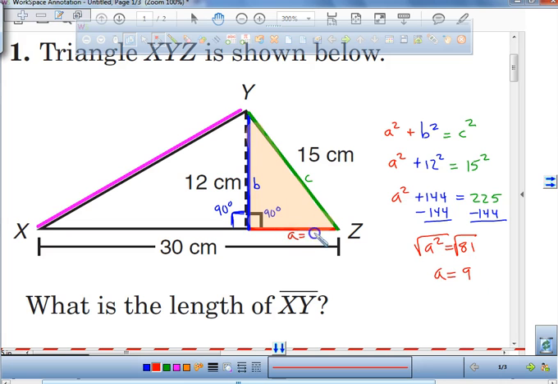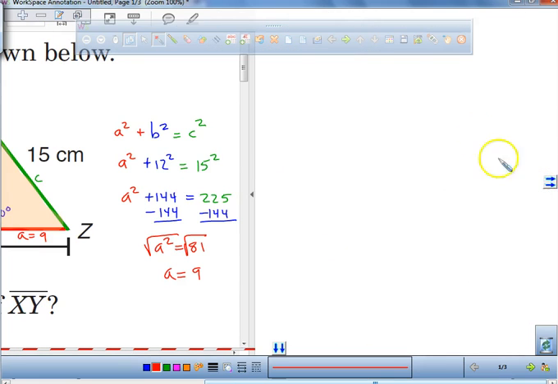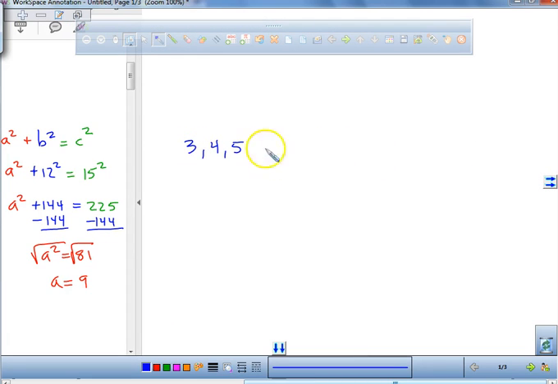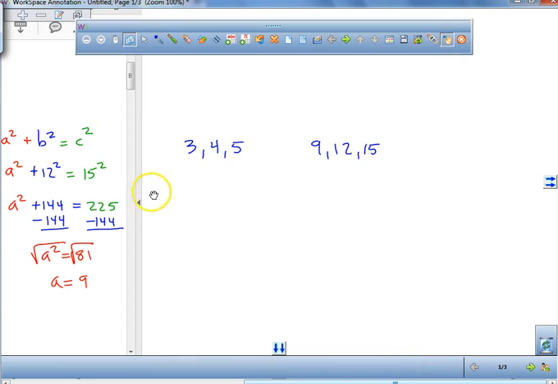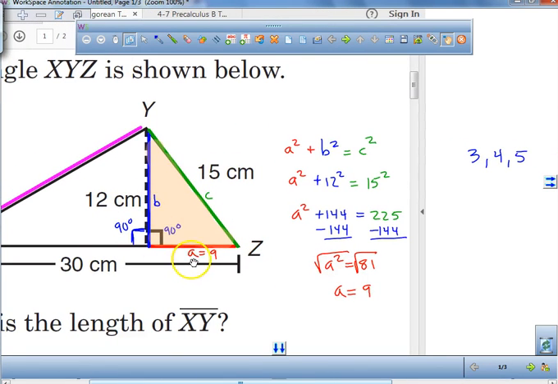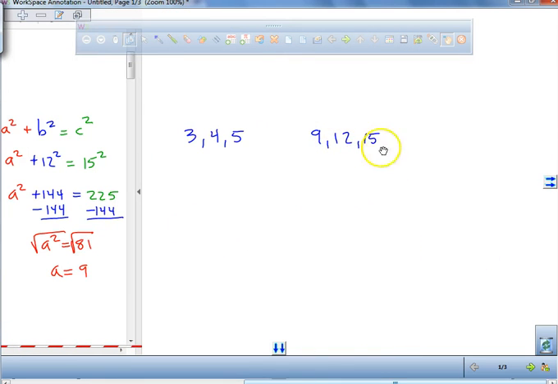So A equals 9. What did I say the most common Pythagorean triple was? What's the most common Pythagorean triple? 3, 4, 5. Look what happens when you multiply all those by 3. So automatically, without doing any math, I'm doing this because I'm trying to teach you the process, but without doing really any complicated math, when I saw the 15 and I saw the 12, automatically I knew that was going to be a 9 because of the 9, 12, 15.